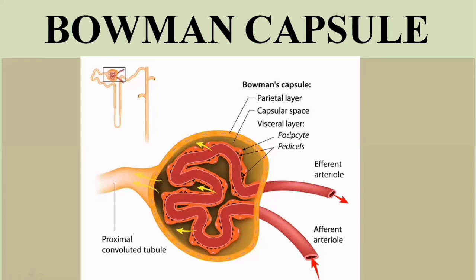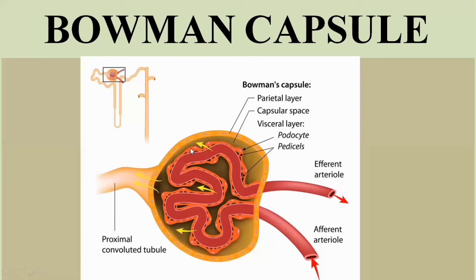Now let's come to the visceral layer. The visceral layer of this Bowman's capsule is composed of epithelial cells, and these epithelial cells surround the glomerulus. The capillaries are surrounded by the basement membrane, which separates the glomerulus from the Bowman's capsule. So the visceral layer is attached to the basement membrane.